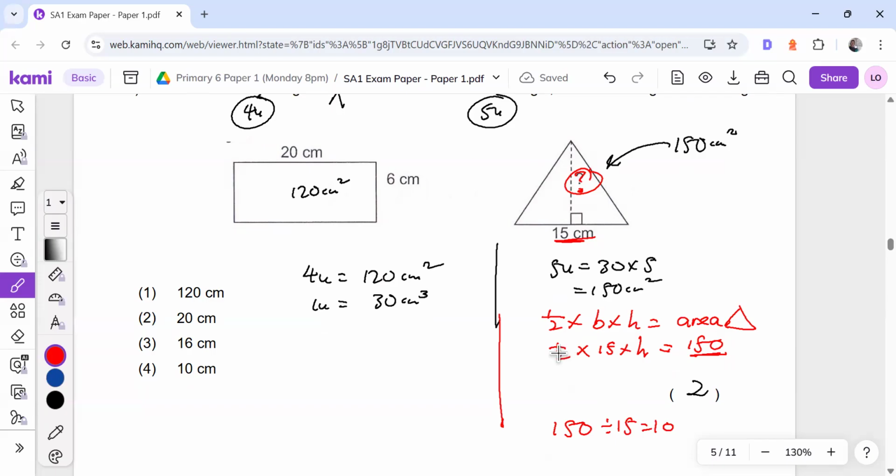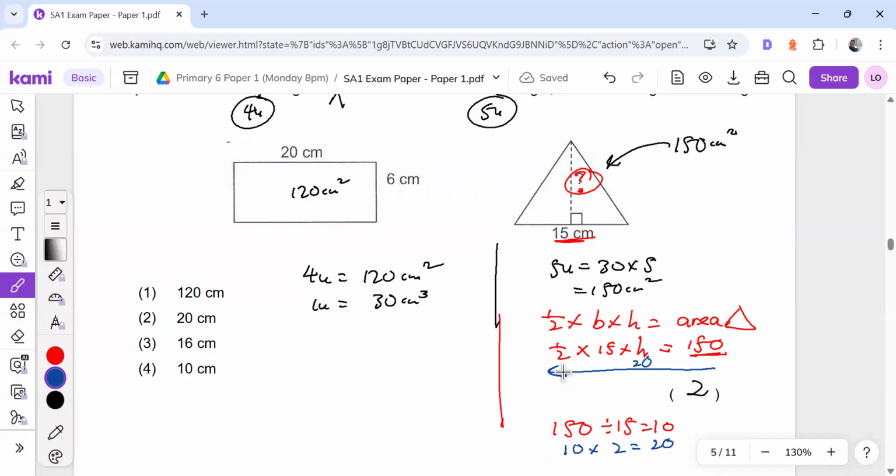Then there's a times half, right? You start from here, you work backwards. 150 divide by 15, and then there's a half there. Half means what? Divide by 2. So what is working backwards when you divide by 2? Times 2, right? So half is actually divided by 2. So you work backwards, it becomes 10 times 2. So 20. So your answer here must be 20. The height is 20.